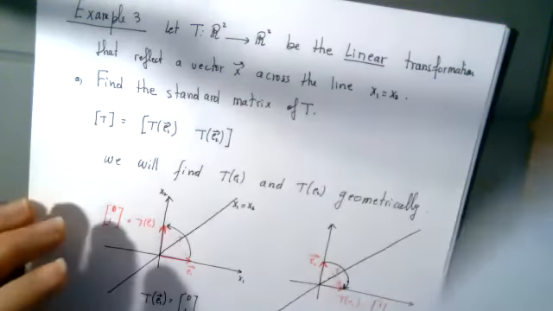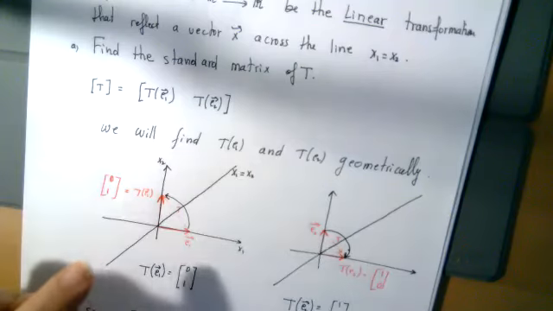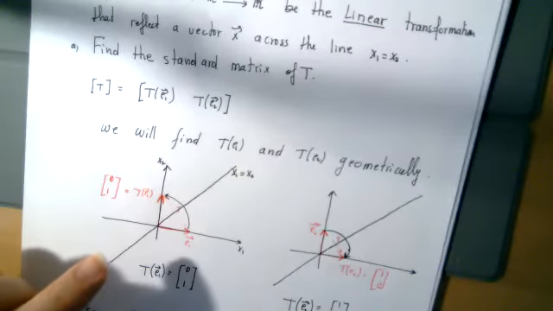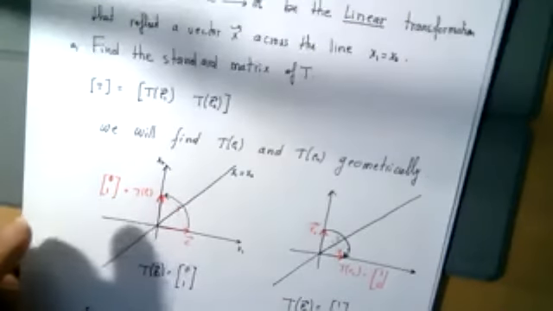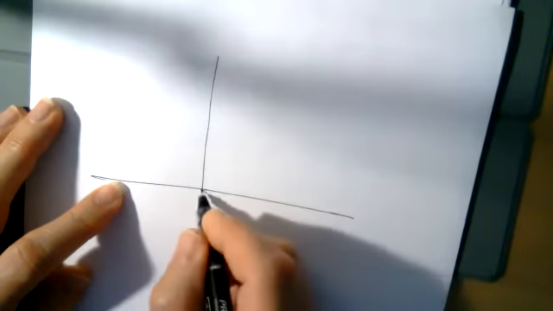All right, I'm going to do this properly, purely geometrically. So what does T do to E1? We're going to sketch it. We're going to sketch the vector E1, and I'm going to ask myself, what does T do to E1? So I'm going to, again, do it here. This is E1.